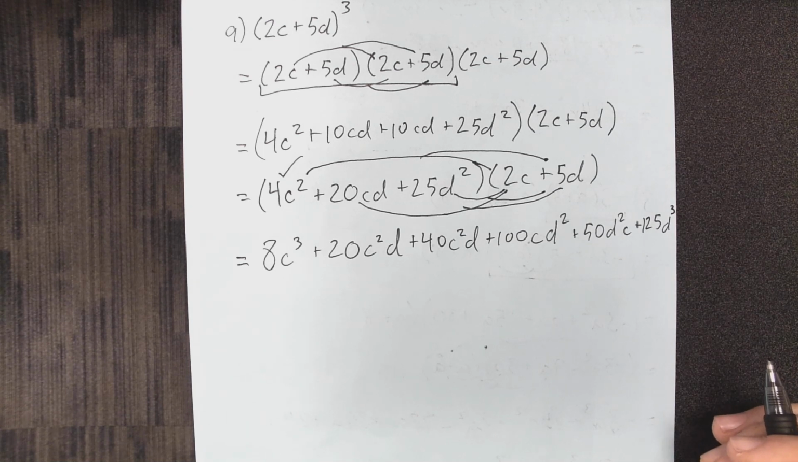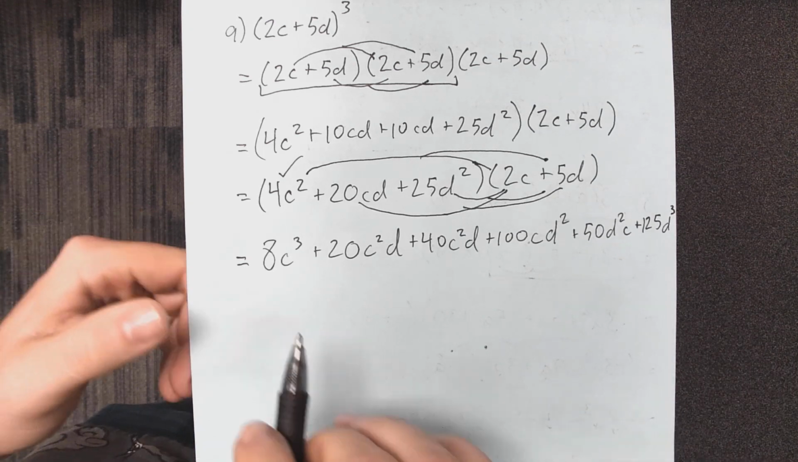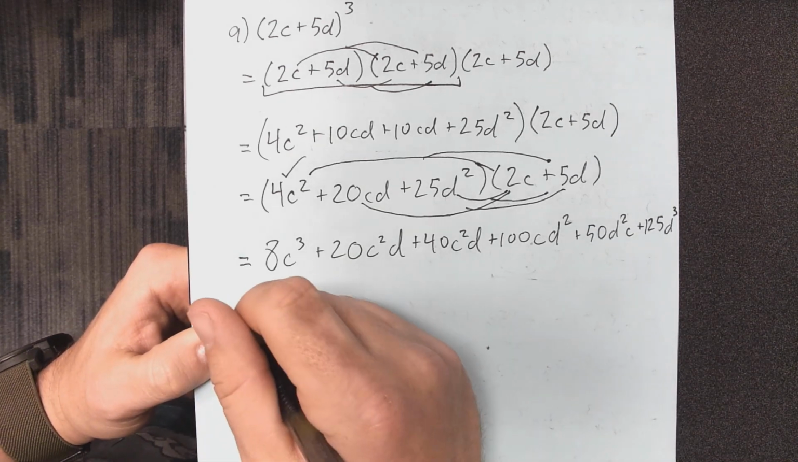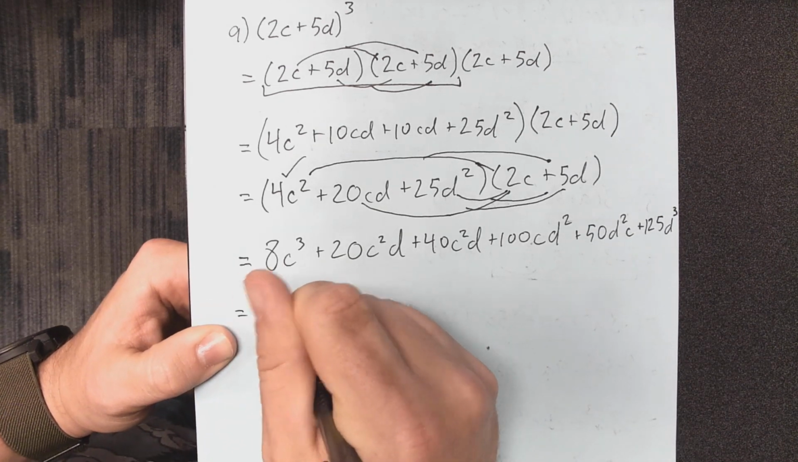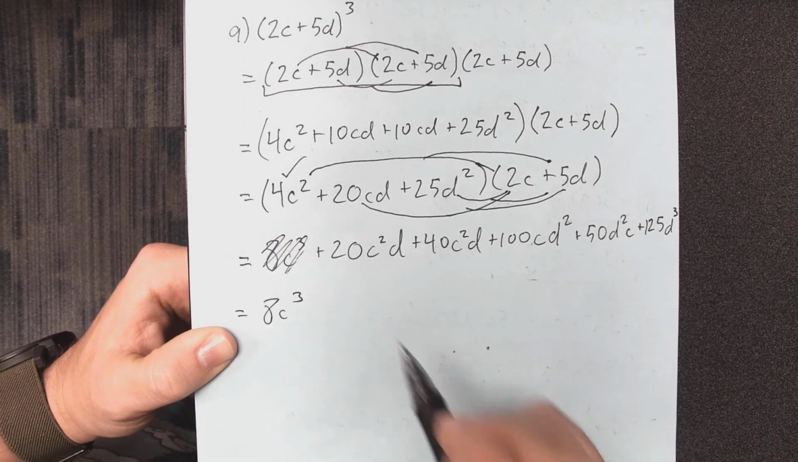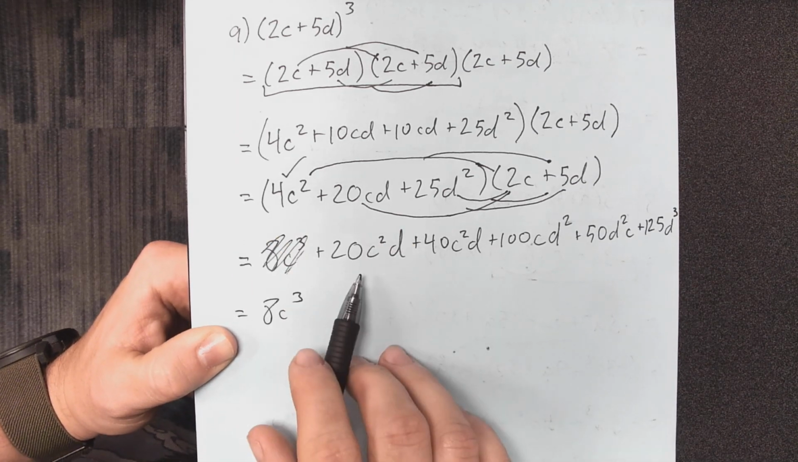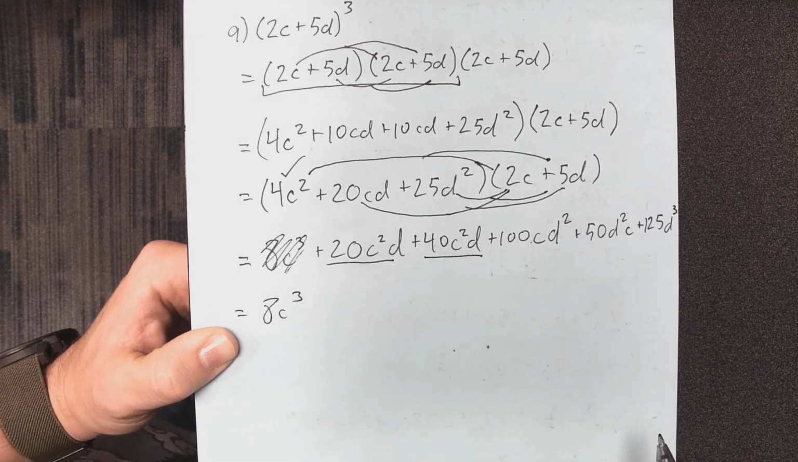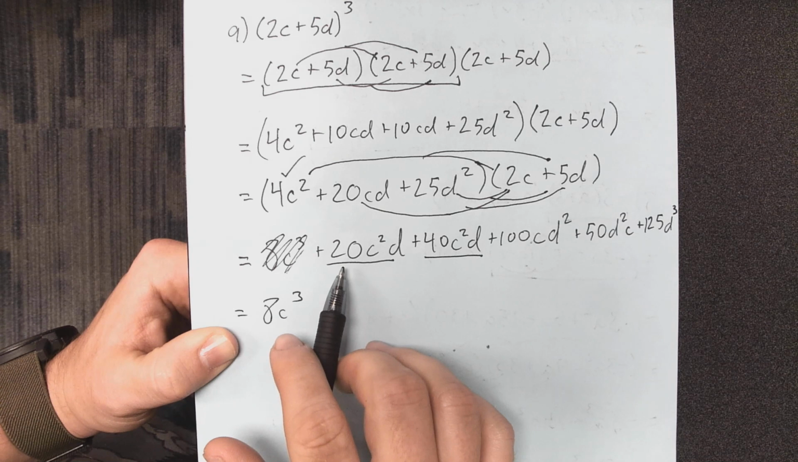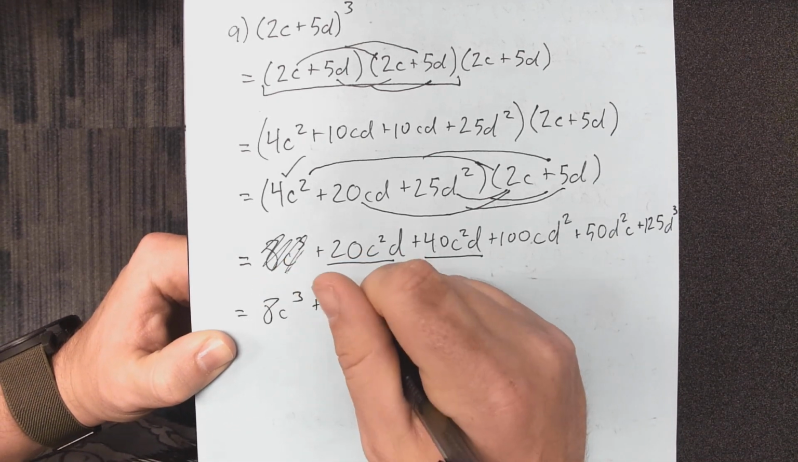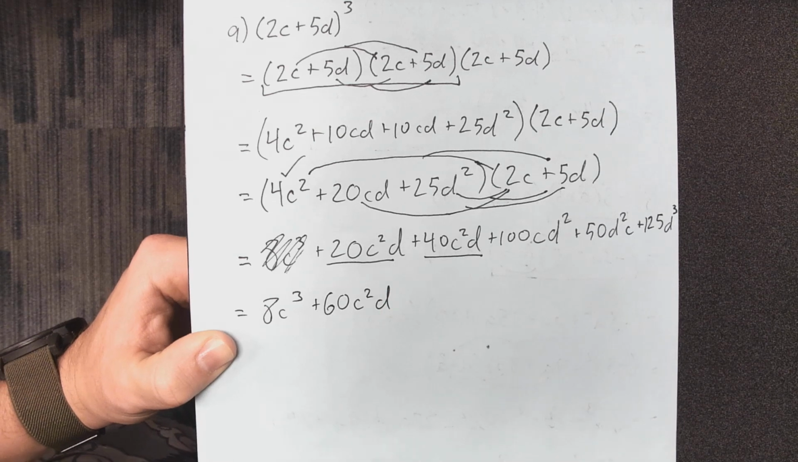And now we're just going to combine any like terms. So I'm going to combine any 8c cubeds with other 8c cubeds. Notice that's the only one. So just bring it down. I like to lightly scratch it out. And then I can combine c squared d's with other c squared d's. So notice those are both a c squared d. So I can add those together. So 20 plus 40 is 60c squared d.